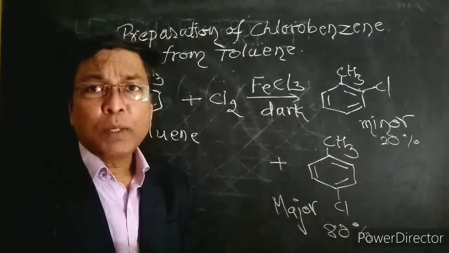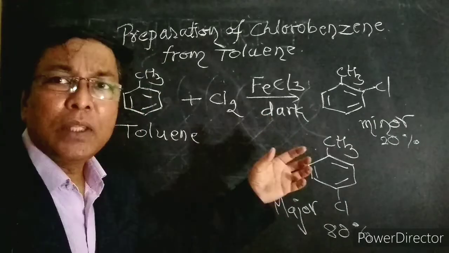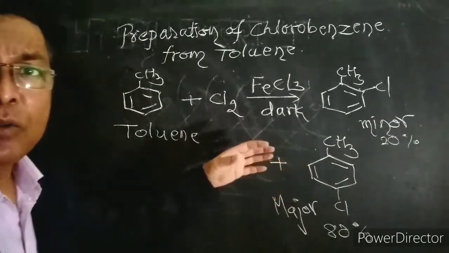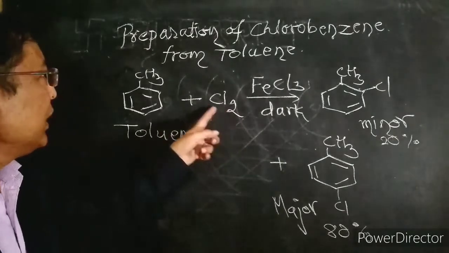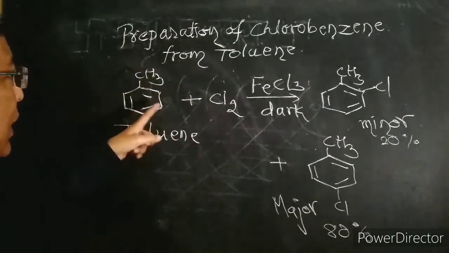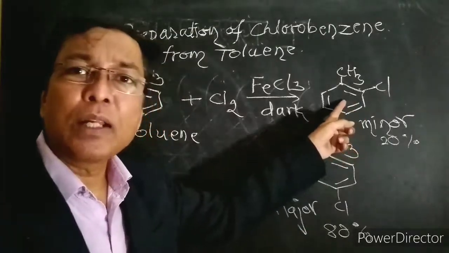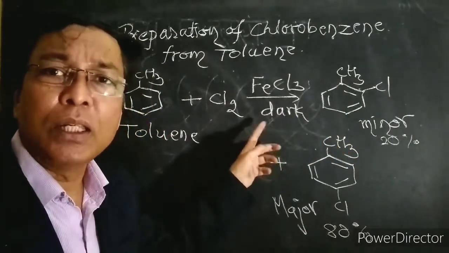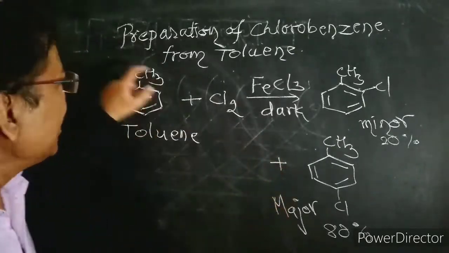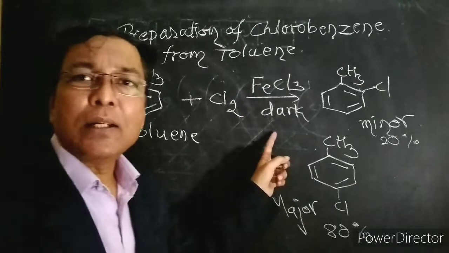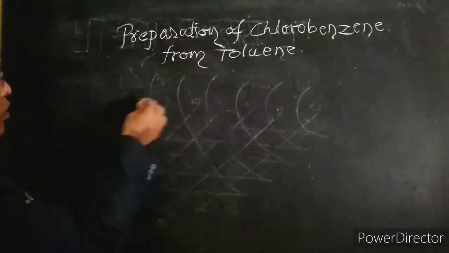Again I will explain why the reaction is carried out in dark. The reason here is, if the reaction is carried out in light, there is possibility of chlorine to attack on the methyl group instead of attacking on the benzene ring. So we do not get this product if the reaction is carried out in light. So in order to avoid the side chain reaction, the reaction is carried out in dark. Now let us see the mechanism of this reaction.